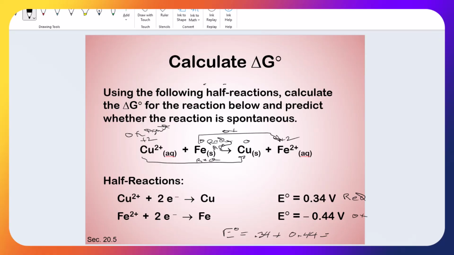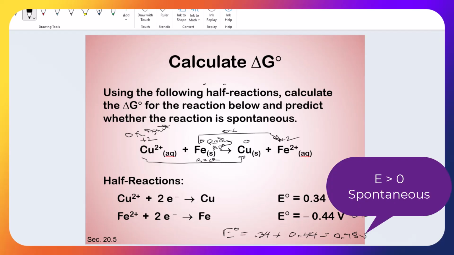That's going to be 0.34 plus 0.44, and that gives me 0.78. So the standard cell potential is 0.78 volts. So let's put it together. Let's go ahead and calculate delta G. I'll do it right here.